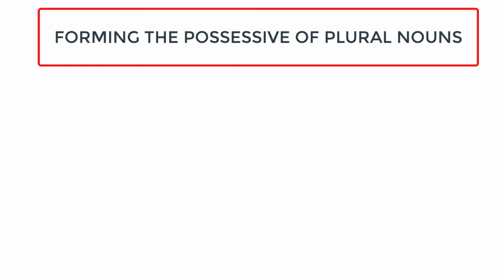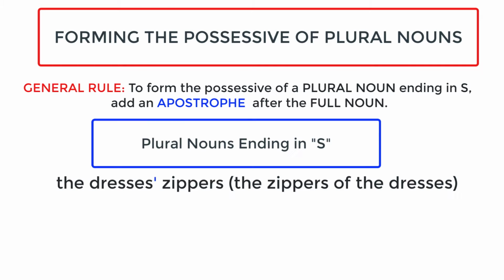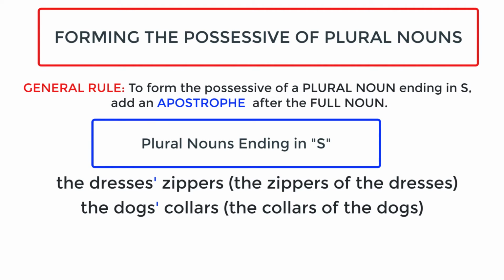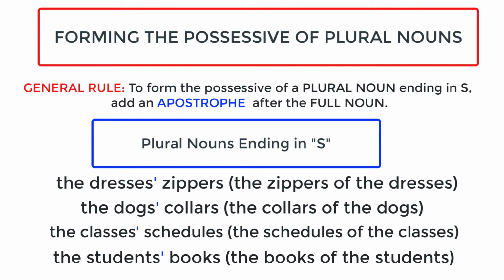Let's go on to form the possessive of a plural noun ending in S. When you have a plural noun already ending in an S, all you have to do is add the apostrophe. The dress's zippers, the dog's collars, the class's schedules, the student's books.